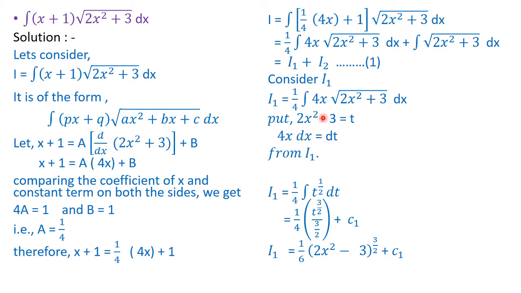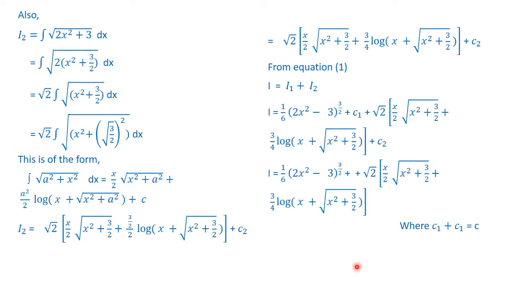Here we have already made a substitution, t is equal to 2x square plus 3. So here by back substitution, that is, t is replaced by the original term, and we will have 2x square plus 3. By mistake a negative sign was given there, so it is plus 3 raised to 3 by 2 plus c1. Now what about I2?